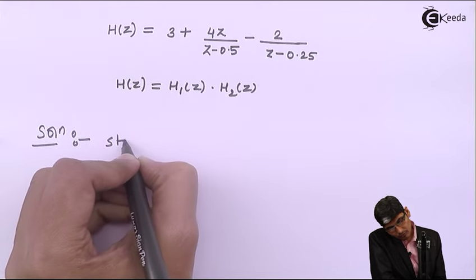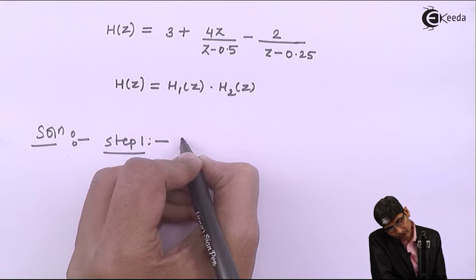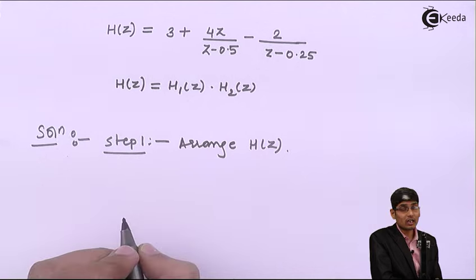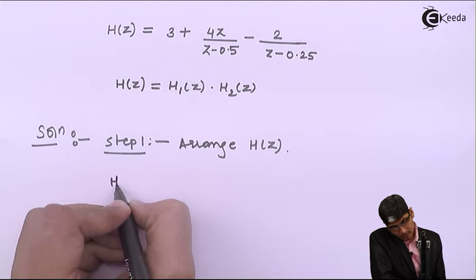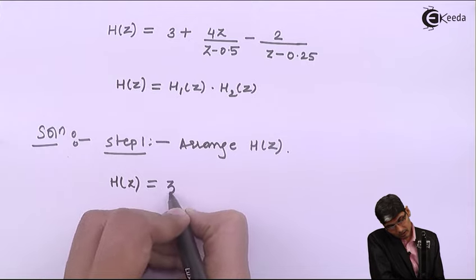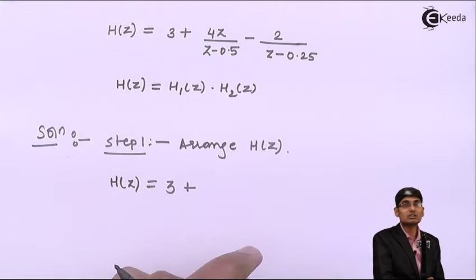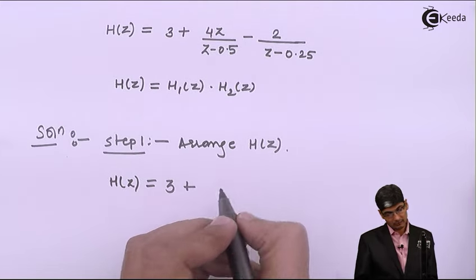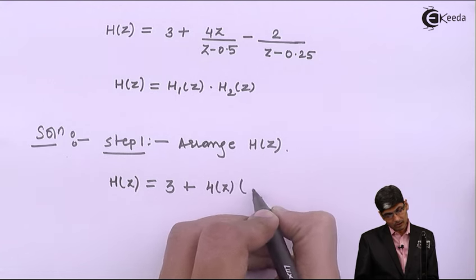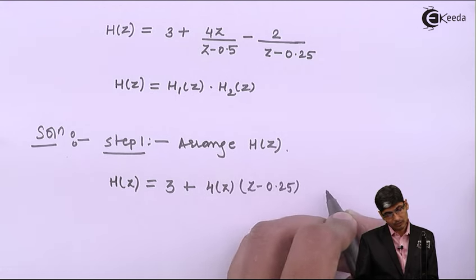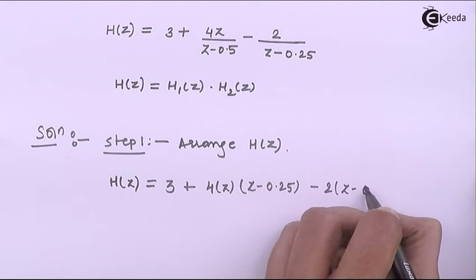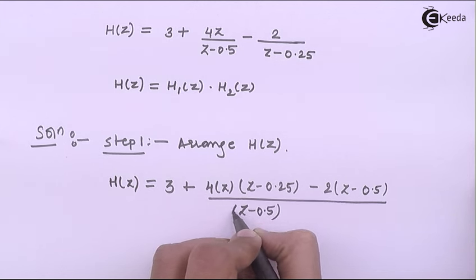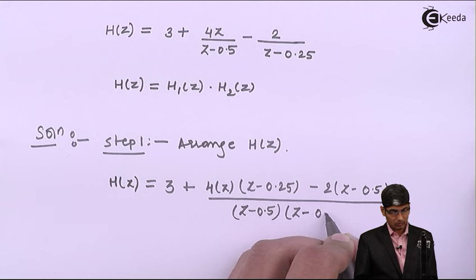Step 1 over here is to first arrange H of z. Now how do we arrange H of z? Because I want the product form, I'll keep 3 over here, and then I will do the cross multiplication of these terms. When I do cross multiplication, I will get 4z into (z - 0.25) minus 2 into (z - 0.5), divided by (z - 0.5) into (z - 0.25).